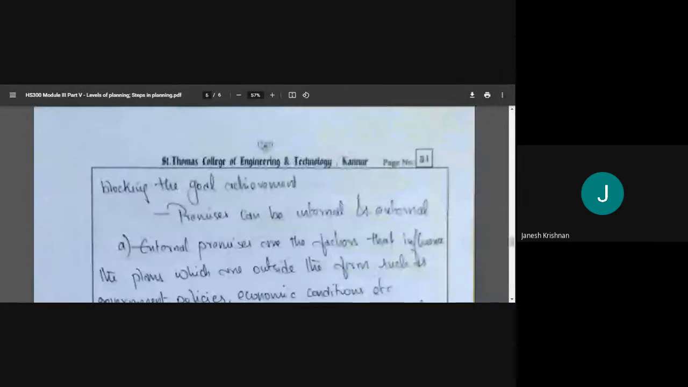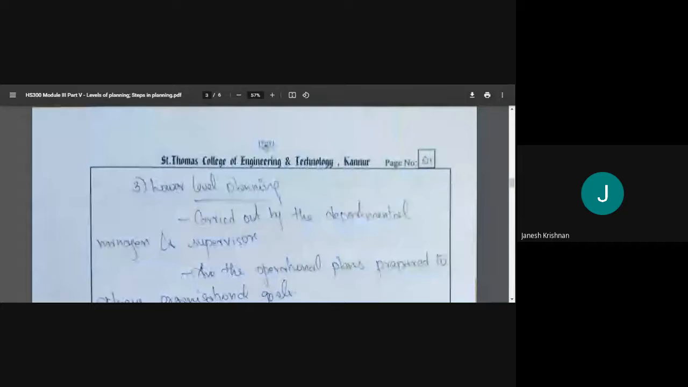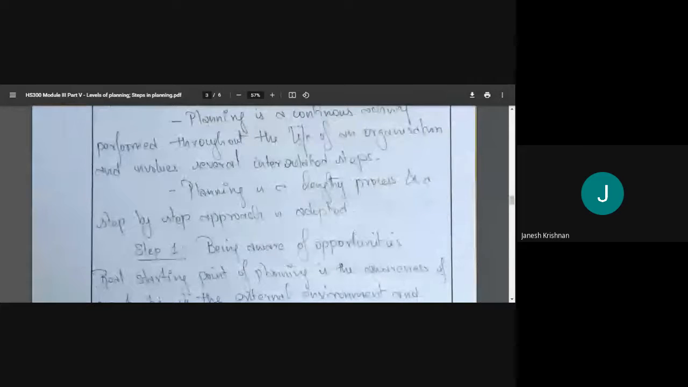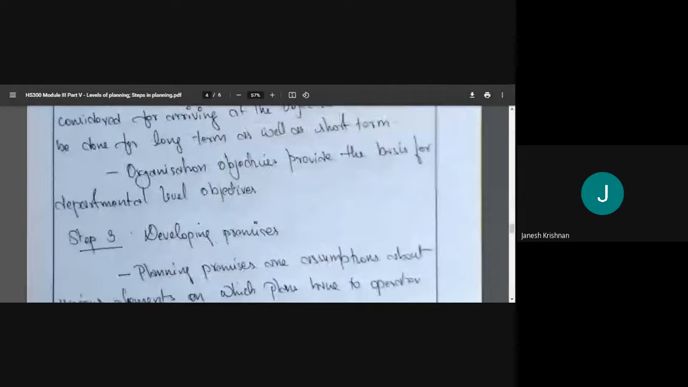So what are the steps in planning? Step one is being aware of opportunity. Step two is objectives.